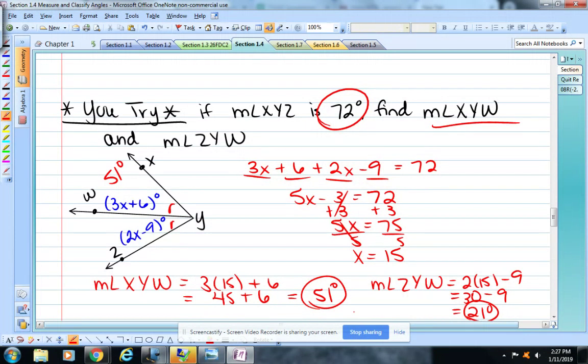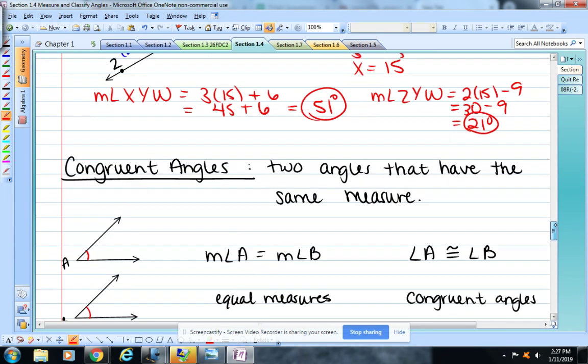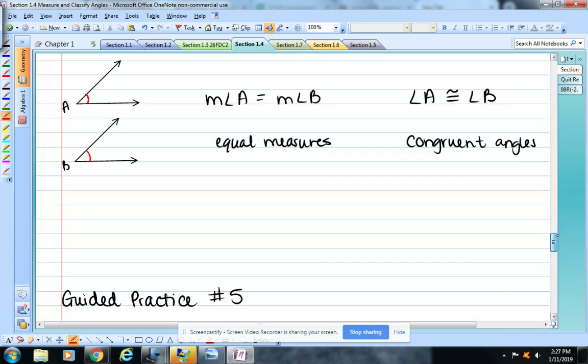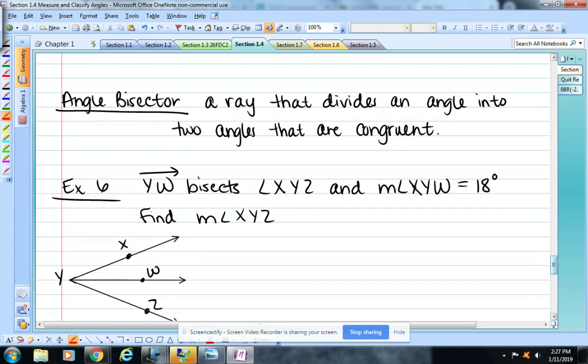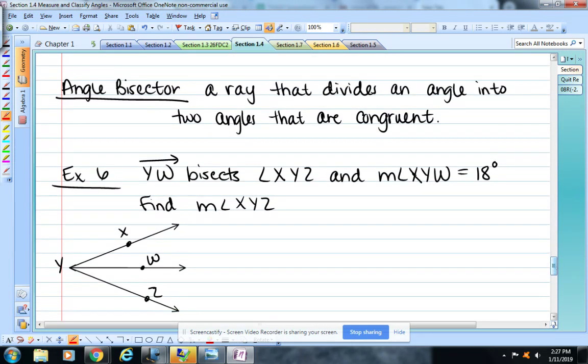And I can check it. If I add 51 plus 21, do I get 72? Yes. Very good. Who got 51 and 21? Awesome job, y'all. All right, the last thing I want to talk to you about real quick is an angle bisector. We talked about a bisector yesterday, right? Please write down this definition. It's the last thing we're talking about. Last thing, I promise.